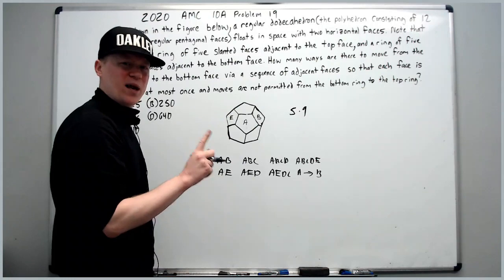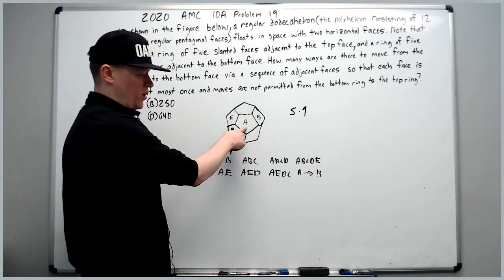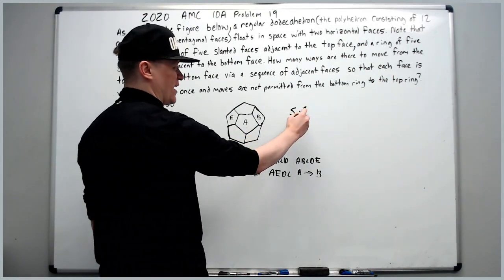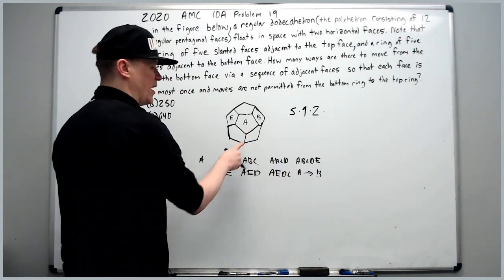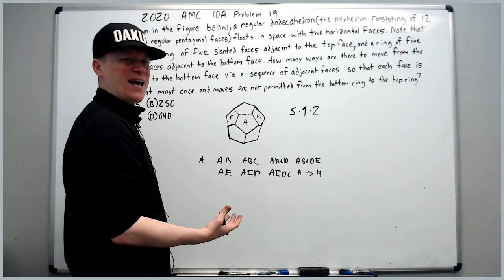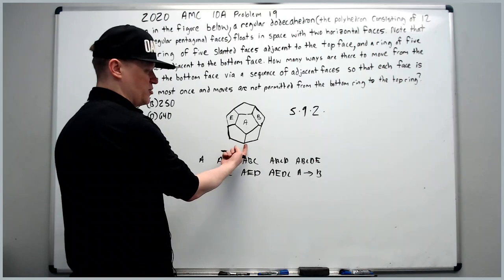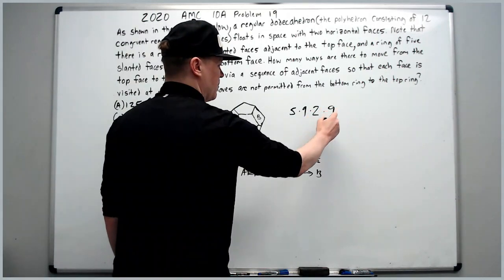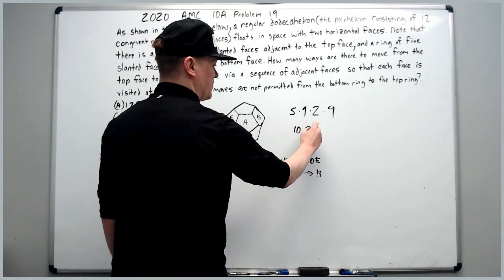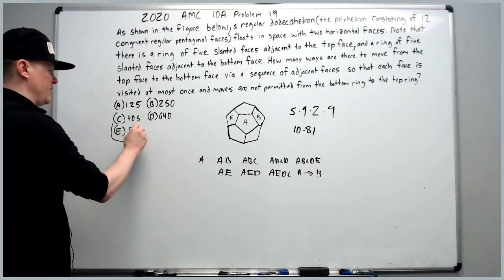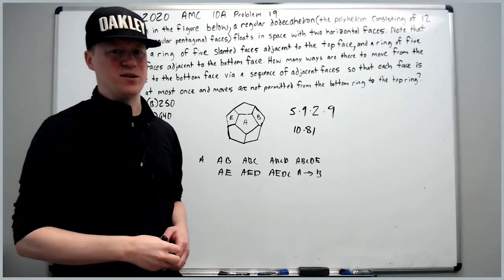Then I've got 2 ways to get to the bottom ring from any one of these. There will always be 2 that it connects to. And then once I'm on the bottom ring, I'm going to again have 9 paths that I can use to get to here. And so I multiply this to get 10 times 81 is 810, which is answer choice E.